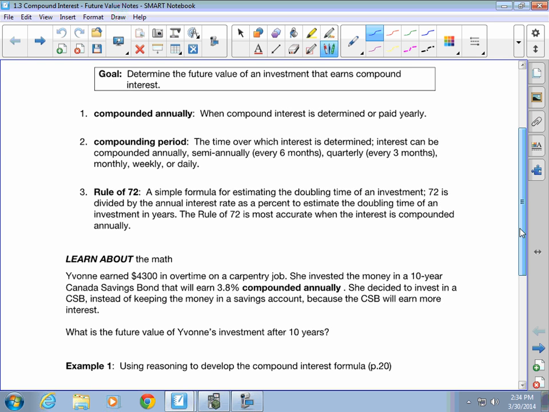The rule of 72 is a simple formula for establishing the doubling time of an investment. 72 is divided by the annual interest rate as a percent to estimate the doubling time of an investment in years. The rule of 72 is most accurate when interest is compounded annually. It's basically a little trick that gives you an estimate of how long it would take for an investment to double. So if you invested $1,000 at, say, 10%, how long would it take to double to $2,000? You would divide 72 by your interest rate, and the number you're left with is how many years it would take.